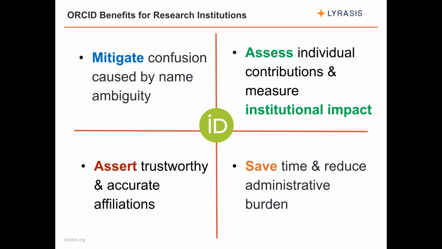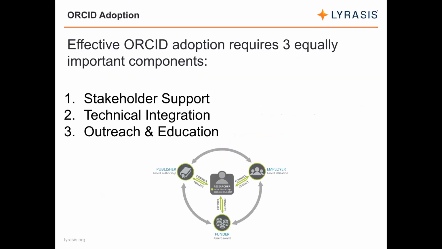Research institutions can also use ORCID to assert affiliations onto researchers' ORCID records. This helps institutions maintain integrity over their name and the metadata that's going back out into the wider research and scholarly communication ecosystem. And ultimately, this is designed to save time and reduce administrative burden for both researchers and administrators and staff at research institutions.